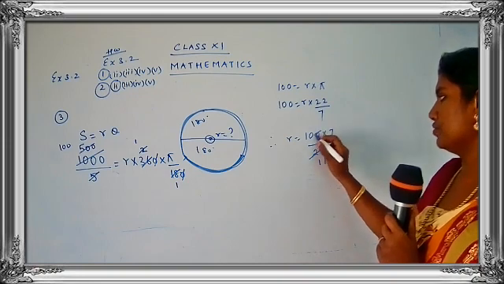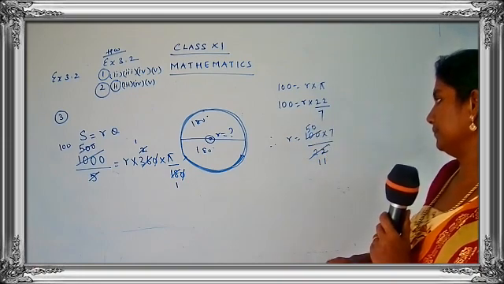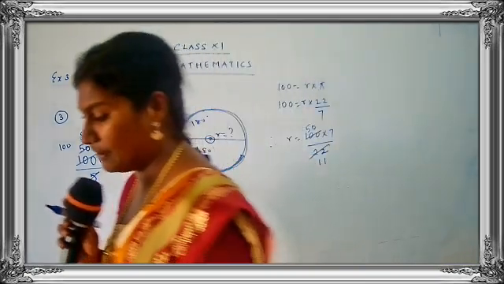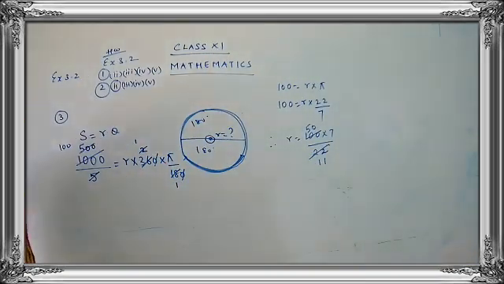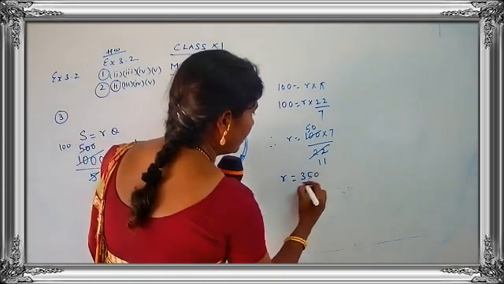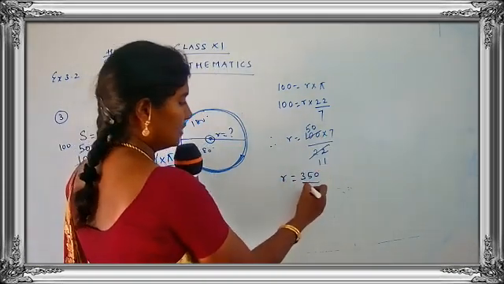2 11s are 22, 2 5s are 10. So you get 50 into 7 upon 11. Simplify further. Just go for the simplification, children. You get R is equal to 50 into 7 upon 11. So what is the answer? 350 upon 11. Yes. So 350 upon 11.